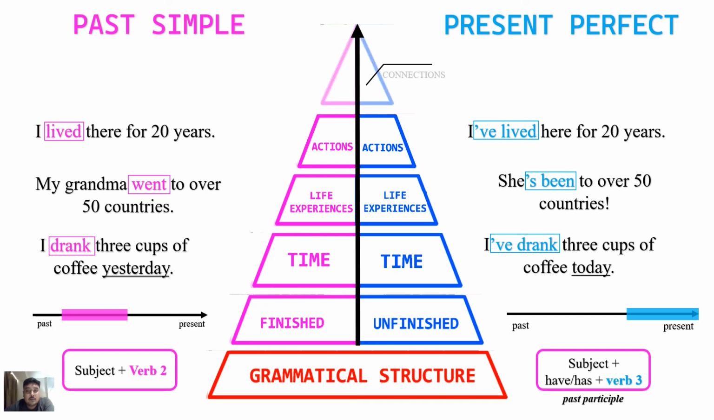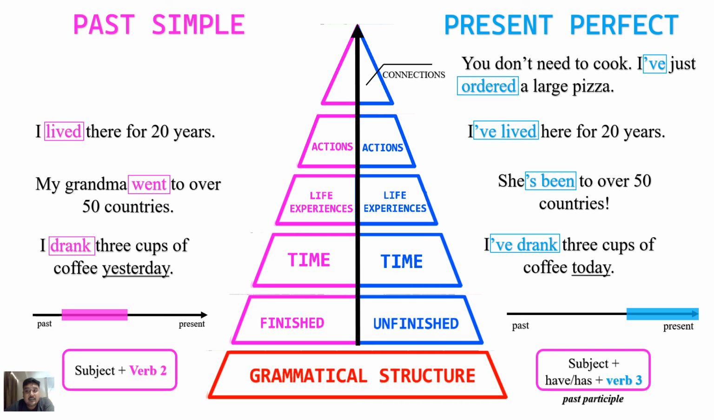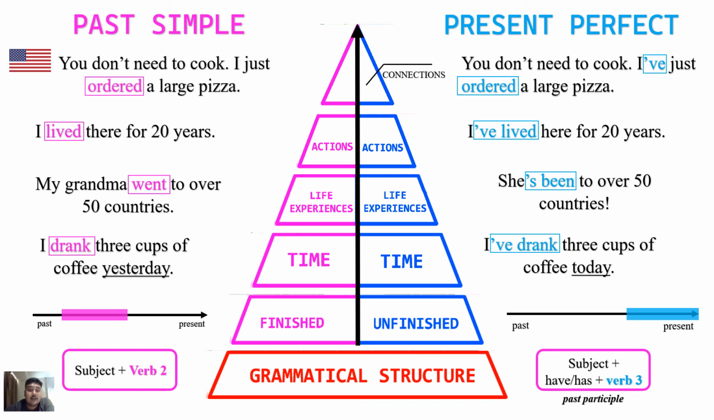Connection to the present. You don't need to cook. I've just ordered a large pizza. But sometimes an American uses the past simple and doesn't use the present perfect. So you don't need to cook. I just ordered pizza.